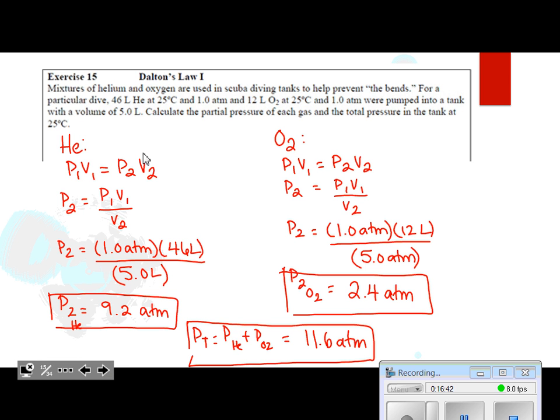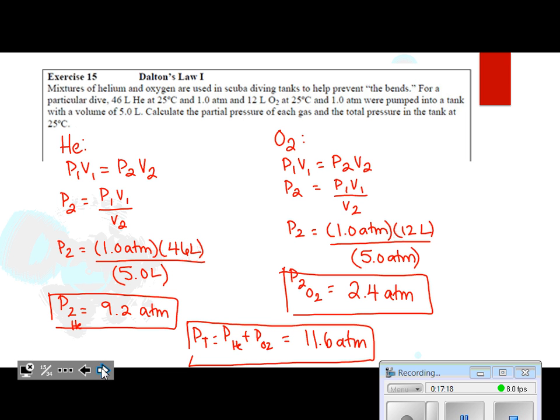All right, so I did P1V1 equals P2V2 for both gases. I'm looking for pressure 2, and pressure 2 refers to the pressure in that 5-liter mixture container. So I got the pressure of helium gas in the new container as being 9.2 atm, and the pressure of oxygen gas in the new container as being 2.4 atm. So that's the partial pressure of each gas, and then for the total pressure, you just add the partials together to get the total. Okay, so that's how you do that.